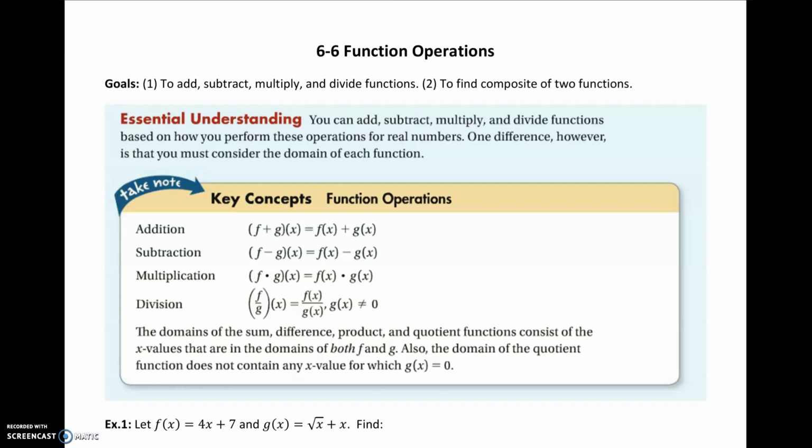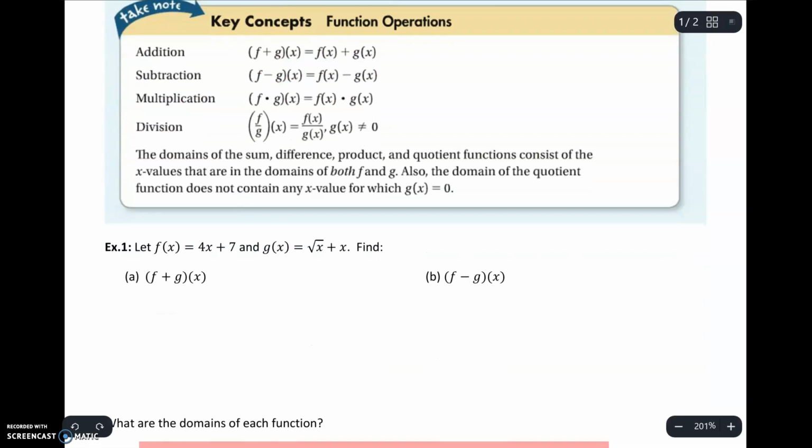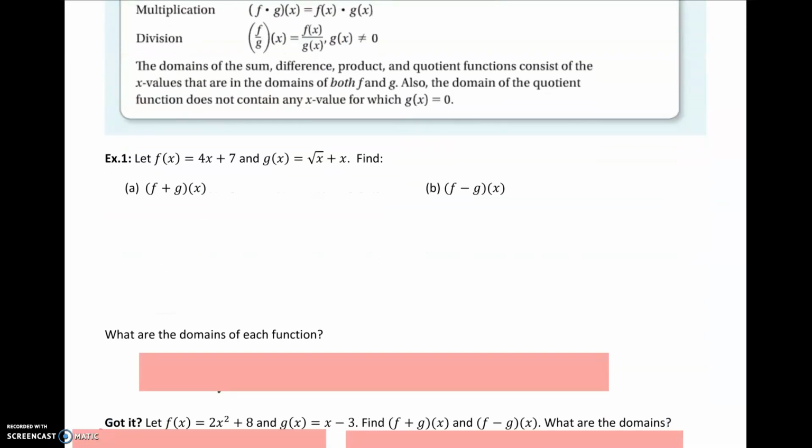So we will consider domain on these, but let's just get right into it with a couple expressions. We're told that our first function, f of x, is 4x plus 7. Second function, g of x, is going to be square root of x plus another x. And that means if I want to add those two functions together, we can say it like this. f plus g of x is how I'd read that.